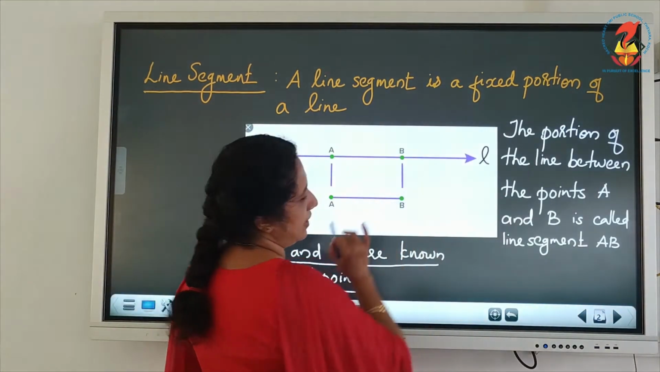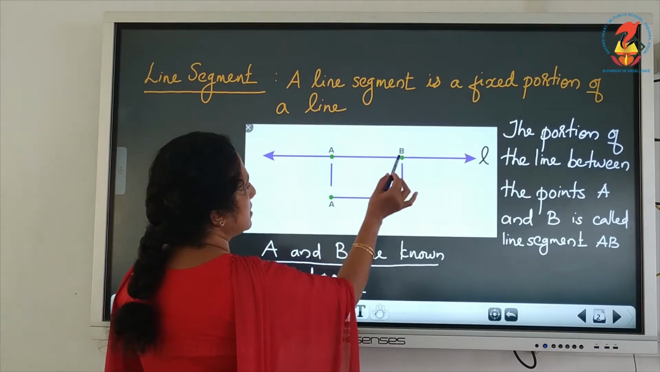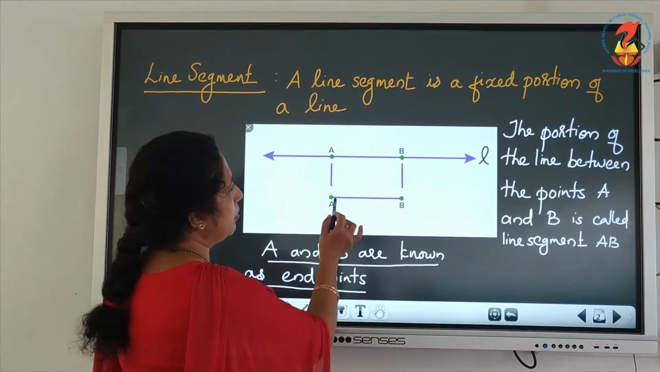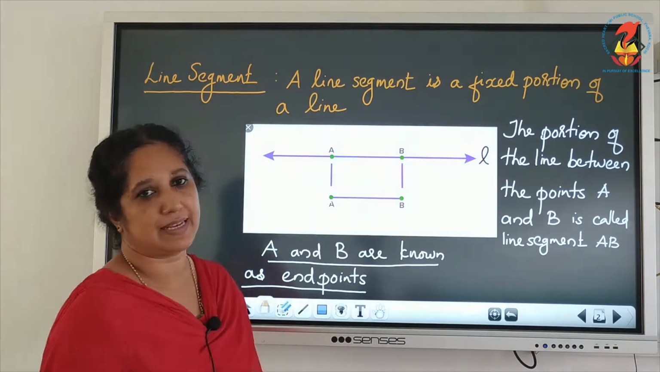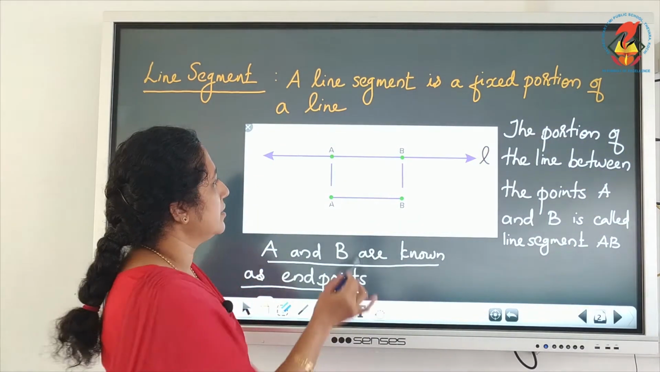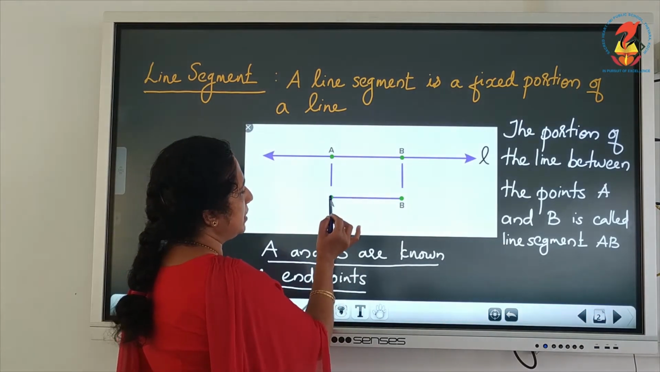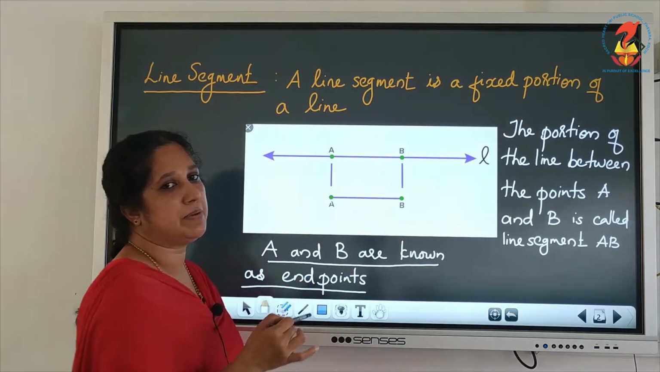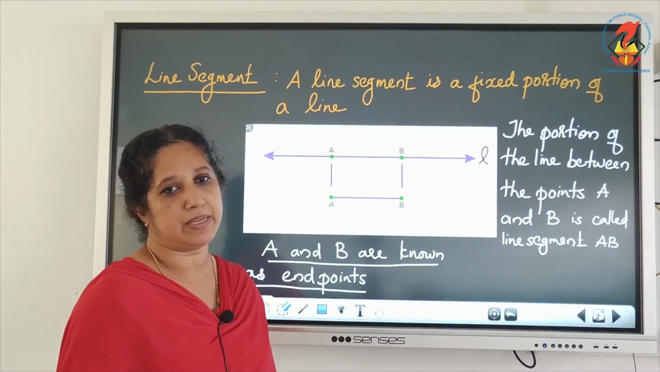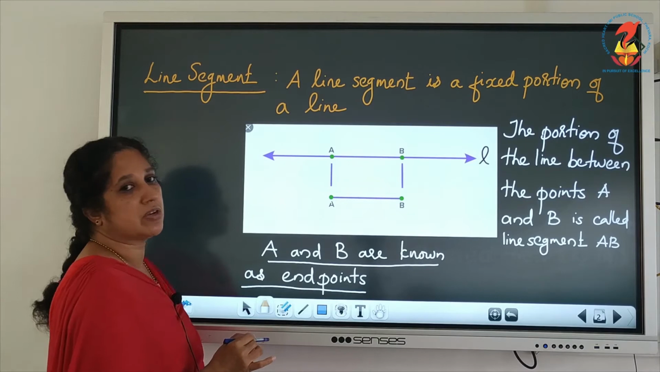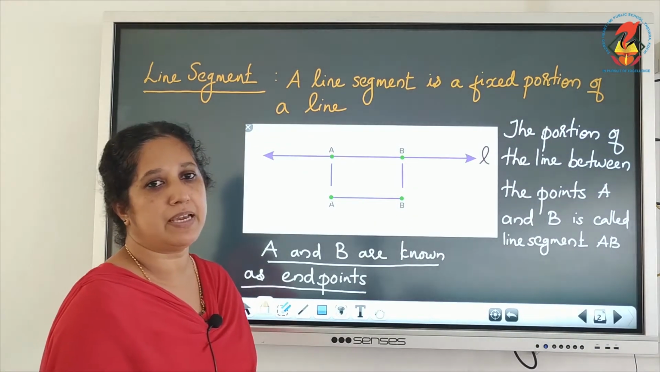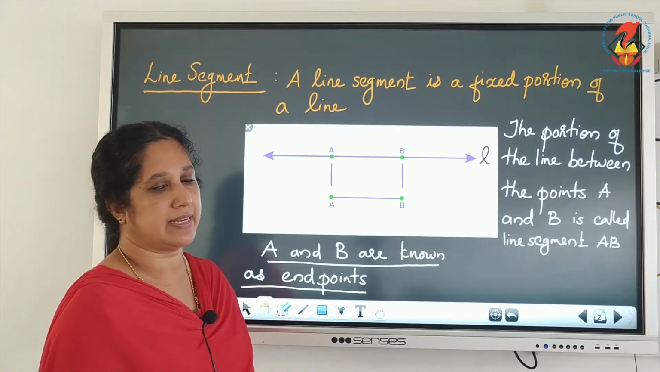Consider the line L. Consider two points A and B. The portion of the line between the points A and B is called the line segment AB. A and B are known as the endpoints of the line segment.